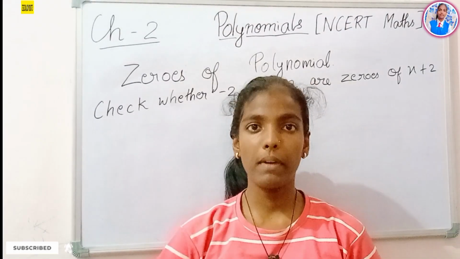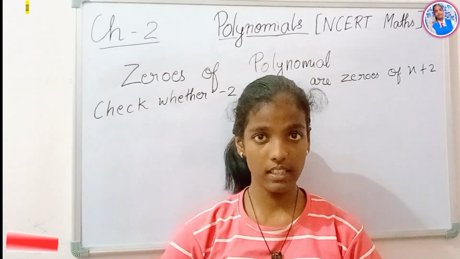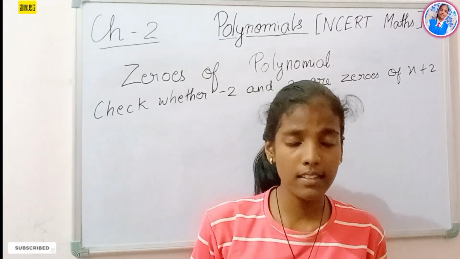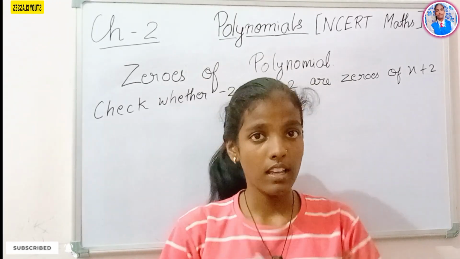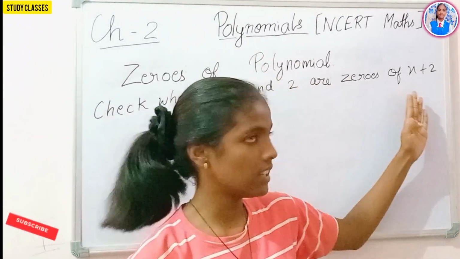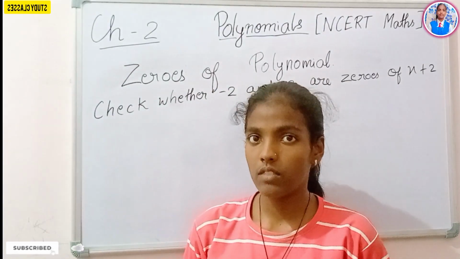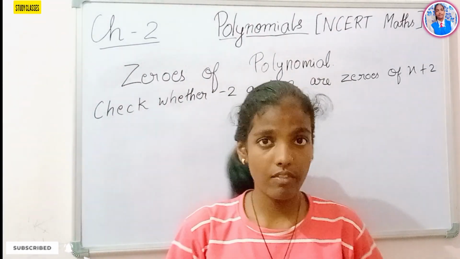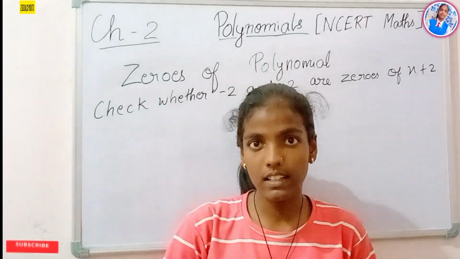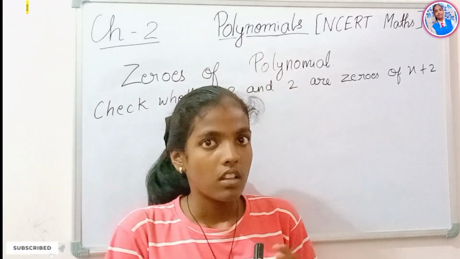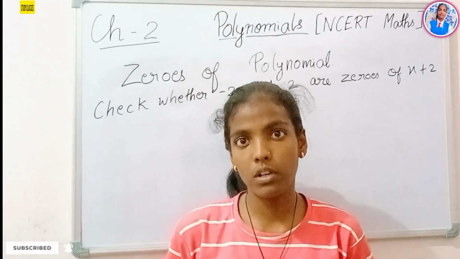So our next topic is zeros of polynomials. Here we don't only have to consider the zeros of a polynomial. The equation will be given and we have to find the zero of that given polynomial, or we have to check whether the given number is the zero of that polynomial or not.